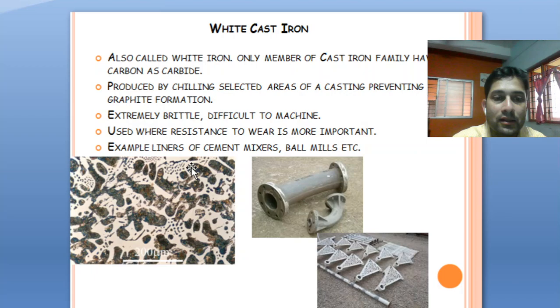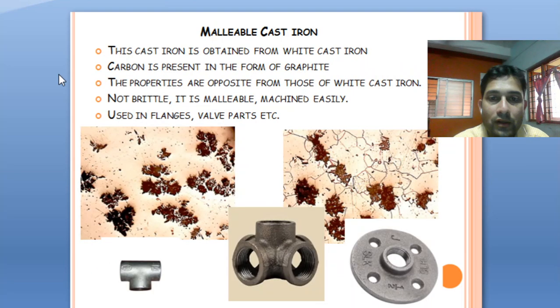The second type of cast iron is the malleable cast iron, which is a byproduct of white cast iron. That is what is written as the first sentence. This cast iron is obtained from white cast iron. Here the carbon is present in the form of graphite. In the earlier case, I said that the carbon is present in the form of carbide. Here it is in the form of graphite, and whenever carbon is present as graphite, it gives a black, little dark color to the cast iron. That's why the fractured surface of a malleable cast iron, or even of the next few cast irons we are going to discuss, will be dark in color.